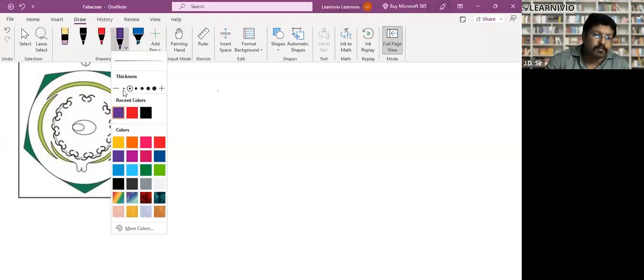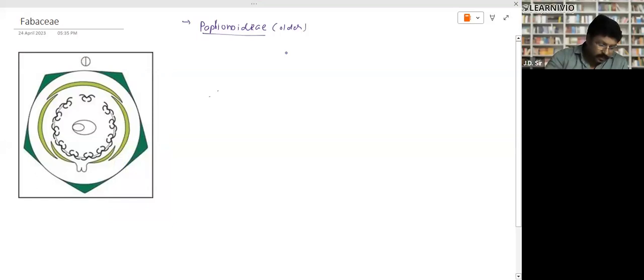Nowadays, we call it Fabaceae, right? And there is a subfamily. So this is basically the family, and under the family there are a number of subfamilies. So what is the subfamily? The subfamily is Leguminosae, right?